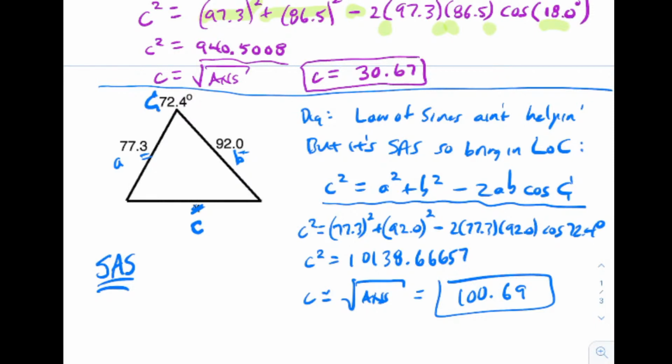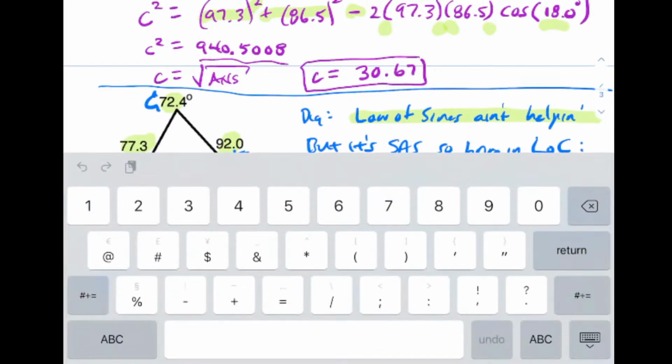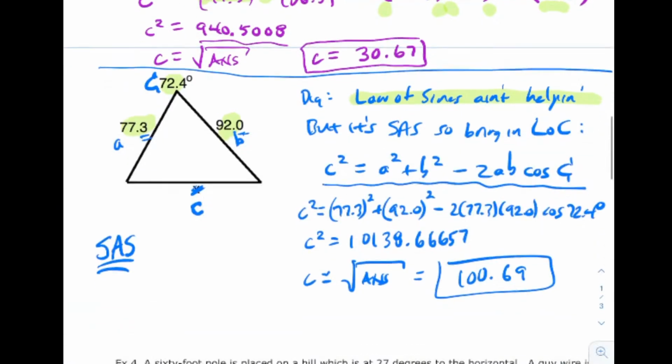So this is an important point. If you ever are working on a problem and you can't seem to get anywhere, that's usually a good hint that law of sines maybe won't get you anywhere. Think about law of cosines. If you have side angle side, that is the quintessential problem. Law of cosines was practically invented for that.